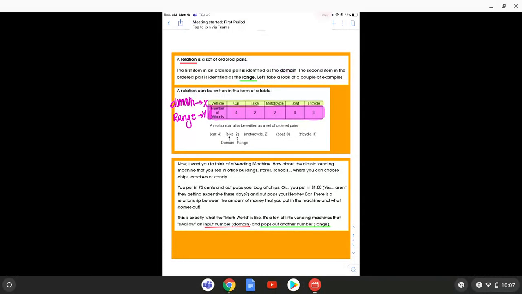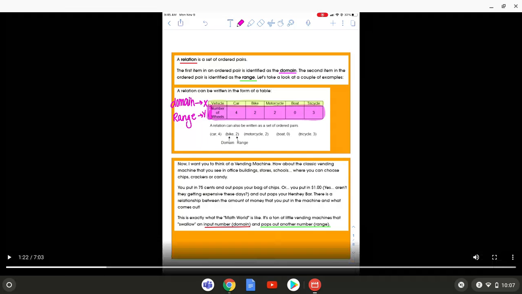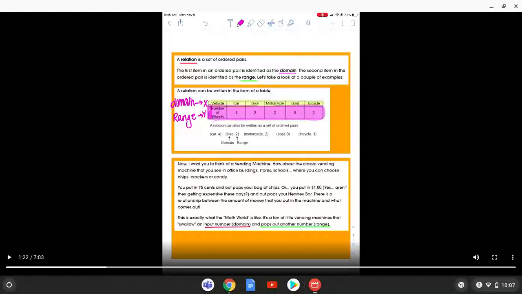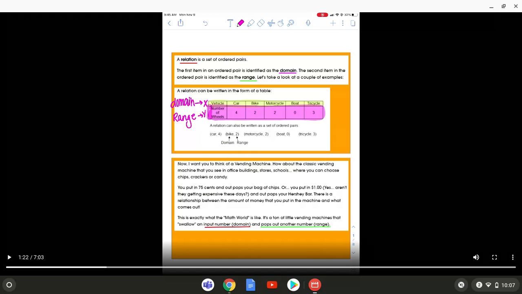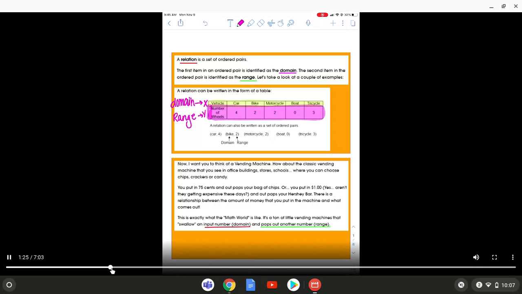Now, thinking about a vending machine, we're going to focus a lot on input and output. So when you're thinking about this, you can think about a vending machine. In this scenario, you can choose crackers, chips, or candy. You put in 75 cents and out pops a Hershey bar. So there's a relationship between the amount of money you're putting in and what comes out. That's exactly what we're thinking about when it comes to functions. You're going to put something in and get something out.